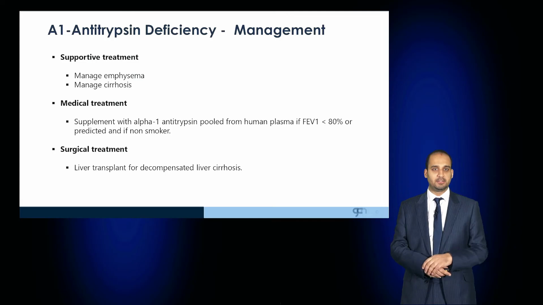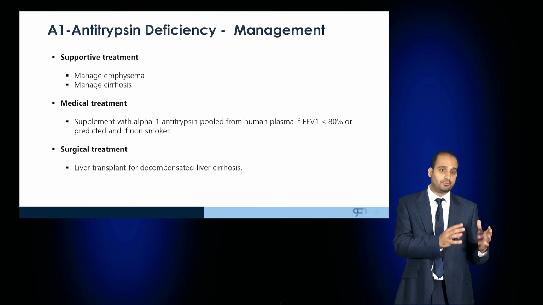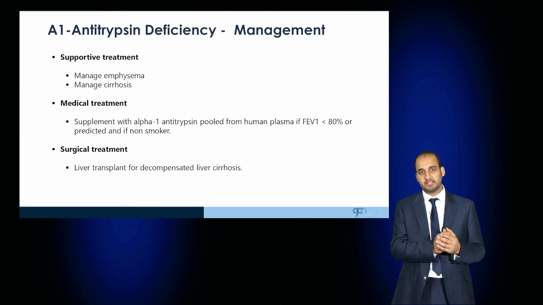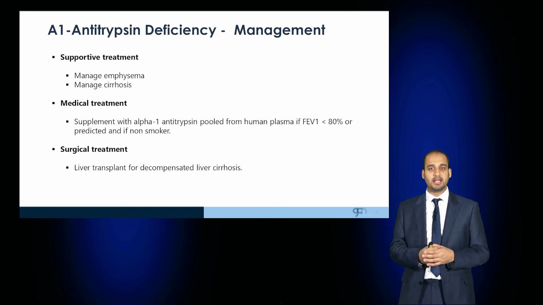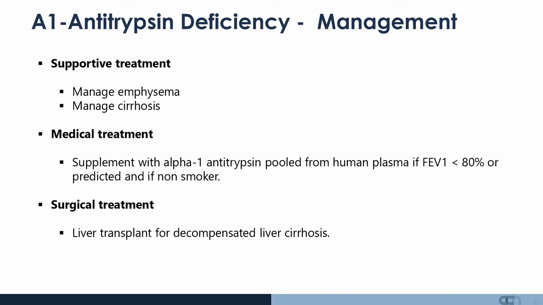To manage these patients, supportive treatment for the emphysema and cirrhosis is instituted, and patients can be supplemented with alpha-1 antitrypsin pooled from human plasma, particularly if the FEV1 is less than 80%, the patient is a non-smoker, and a patient-centered multidisciplinary team approach has been made. If the patient advances to advanced liver disease, they may be considered for liver transplantation.